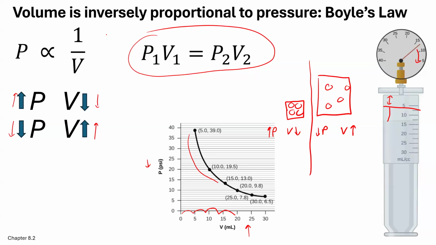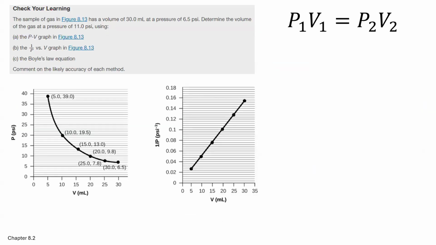All right, let's try it. So this is our question here. The sample of gas has a volume of 30 mils. So this is going to be our V1, at a pressure of 6.5 psi. That's our P1. Determine the volume of the gas. So this is going to be our V2, our question, at a pressure of 11.0 psi. This is our P2. But first, let's do A and B.